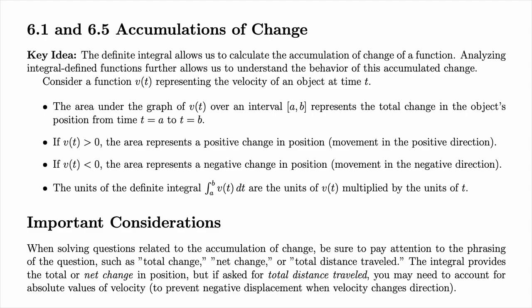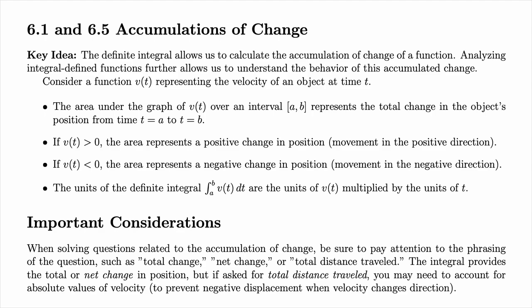So basically, if v of t is positive, the area is going to represent a positive change in position. If v of t is negative, the area is going to represent a negative change in position. Or you can think of that as movement in the positive or negative direction. So we're going to go into an example later that's going to explain this in more depth, but just a key note and key reminder here.